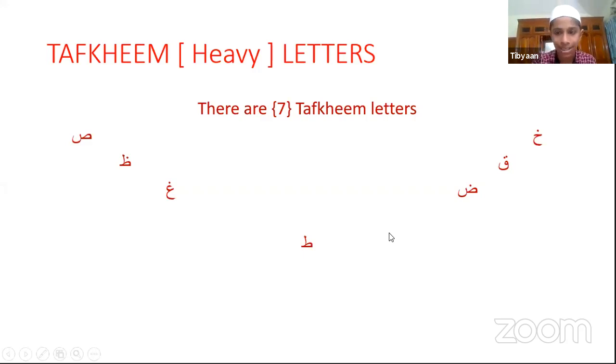Everyone can know these 7 letters. Kha, sa, qa, qa. My mouth is every time becoming round for these letters. That's why these are tafkhim letters. You should use your full mouth. Full mouth. That's the main thing.